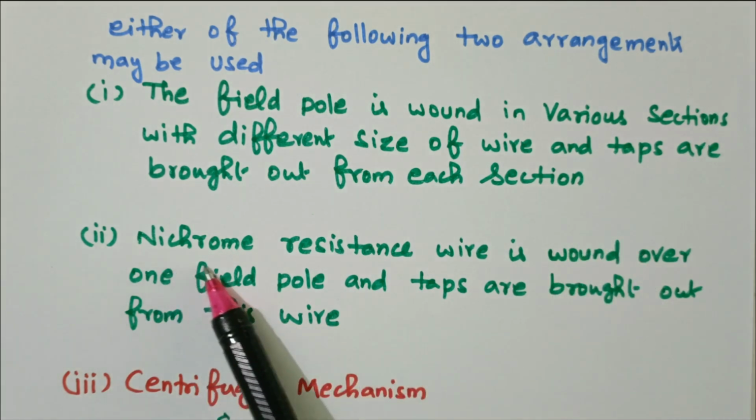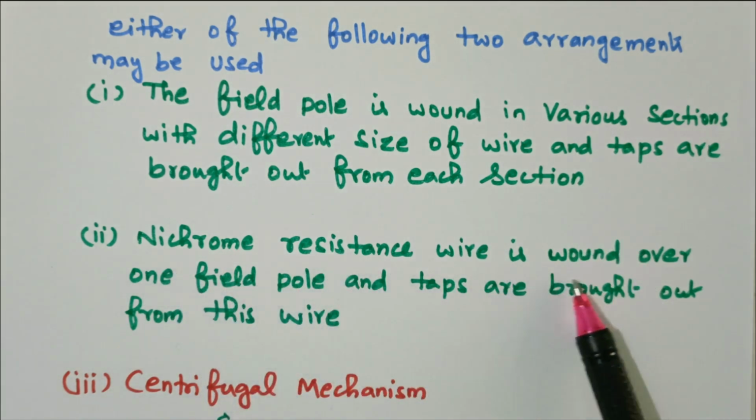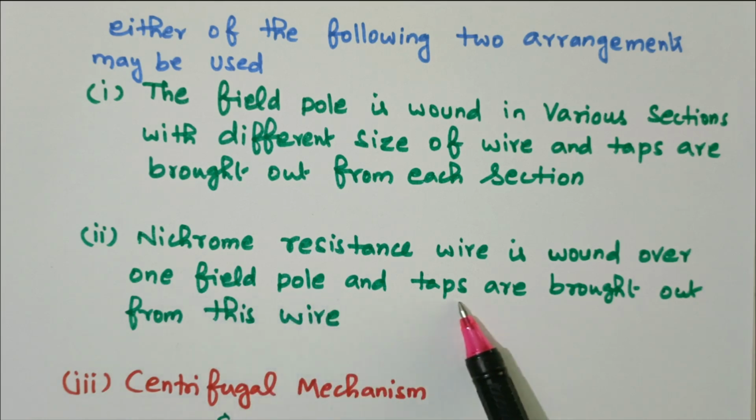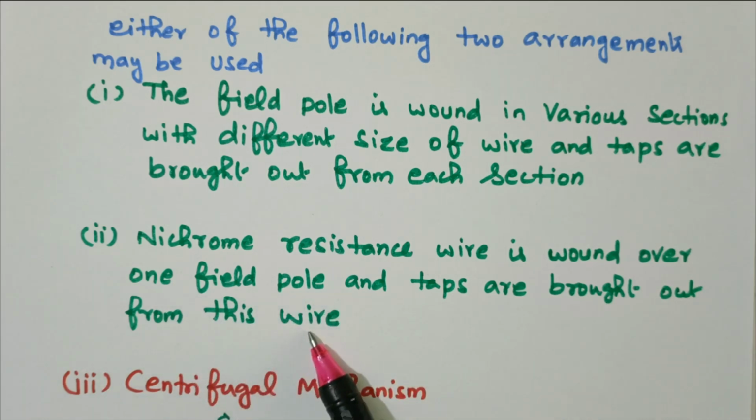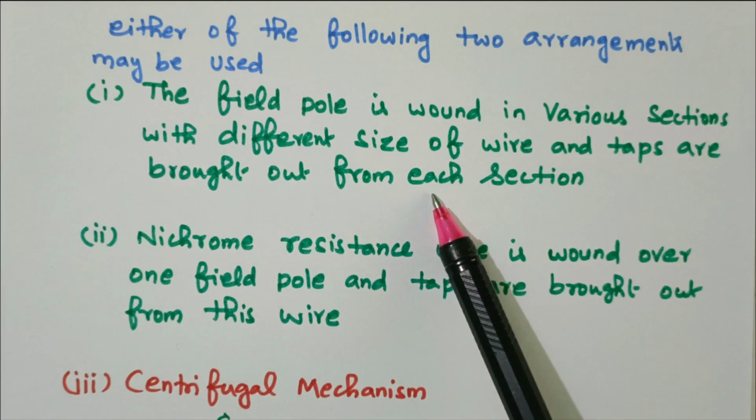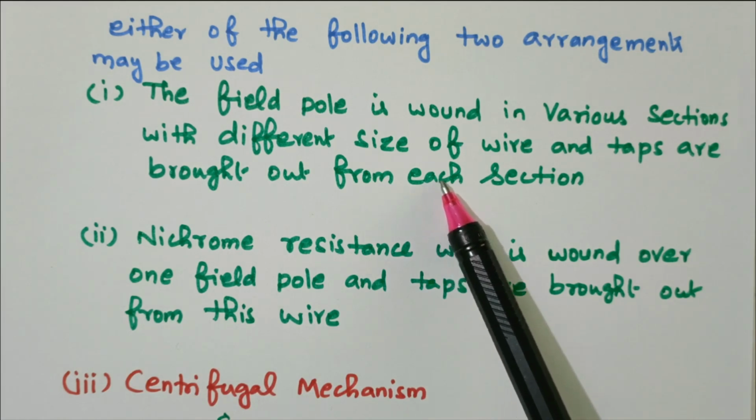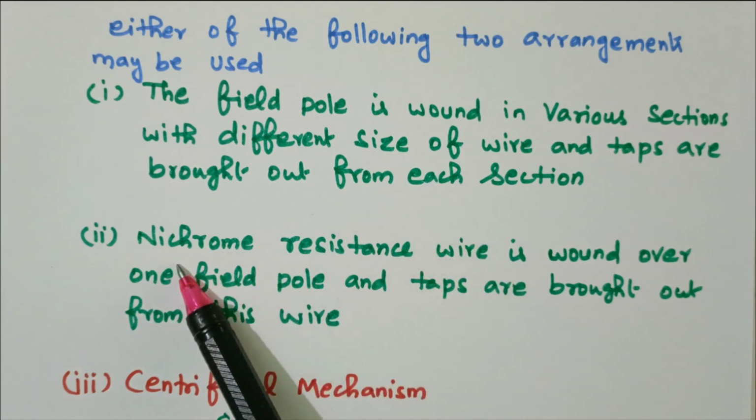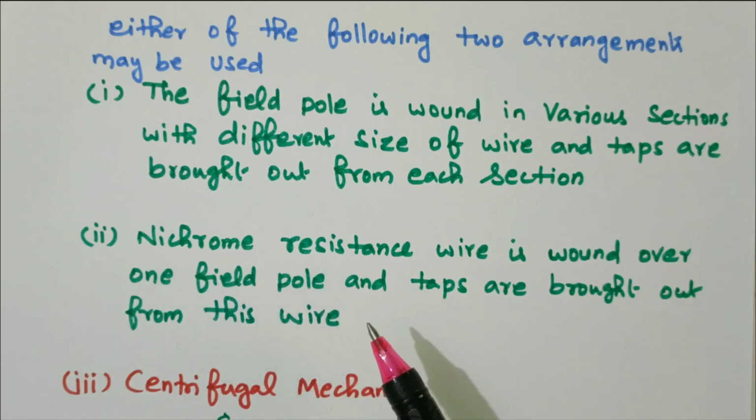Another method is nichrome resistance wire is wound over the one fixed pole and taps are brought out from the wire. So this is what we discussed in the diagram. Tappings are taken, different size of wire. In addition, we can use the nichrome resistance wire also. In that also we can control the current flowing through the field winding.